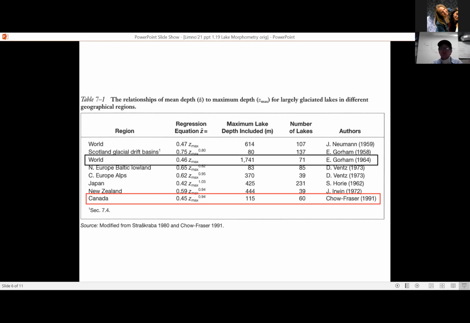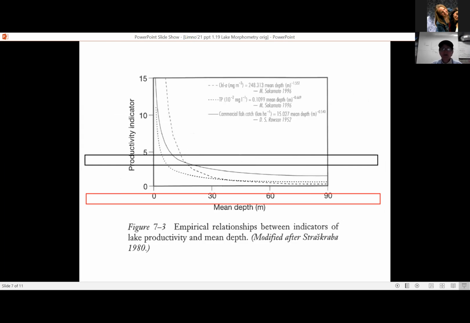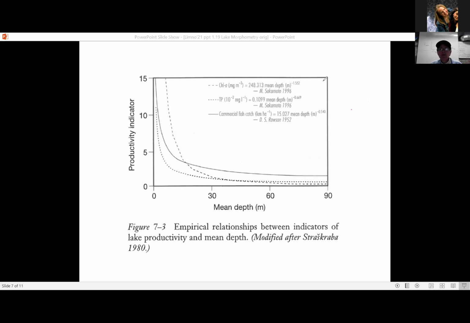Okay, so that's the relationship between the average depth of lakes and the maximum depths of lakes in different sets of lakes around the world. Let me see, I need to clear that. Clear all drawings. All right, this diagram just shows what difference the average depth makes to a lake. If you look at a bunch of different lakes around the world, what effect does the average lake depth have on a lake?